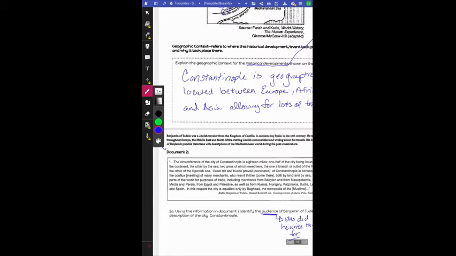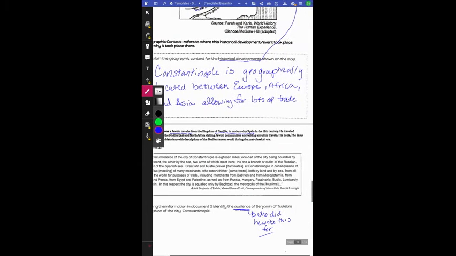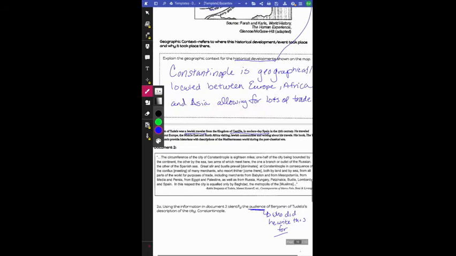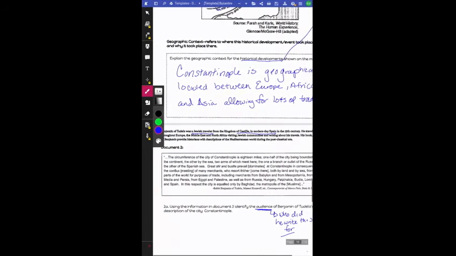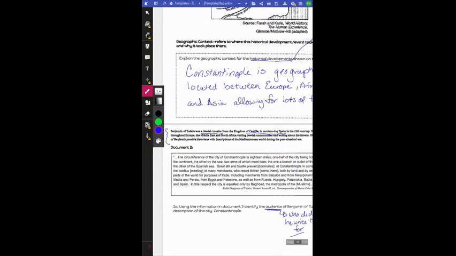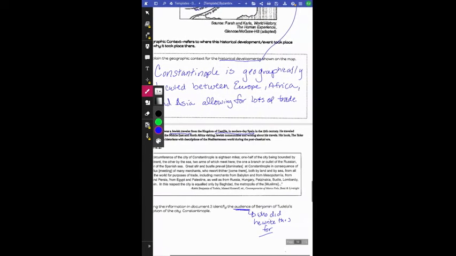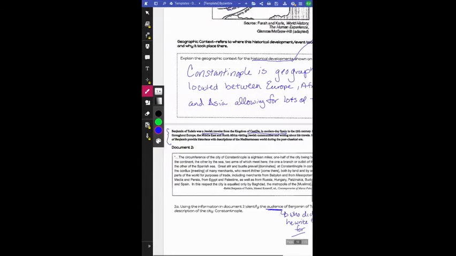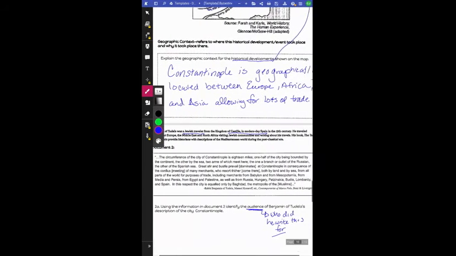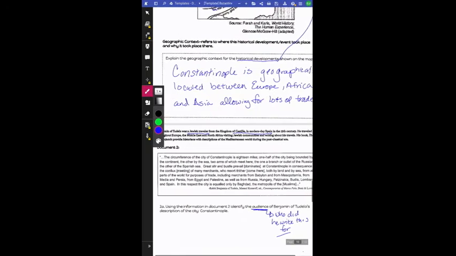So if I read this, it says that Benjamin of Tudela was a Jewish traveler from the kingdom of Castile in modern-day Spain. He traveled throughout Europe, the Middle East, and North Africa, visiting Jewish communities and writing about his travels. His book, The Tales of Benjamin, provides historians with descriptions of the Mediterranean world during the post-classical era. So document 2. The circumference of the city of Constantinople is 18 miles, one half of the city being bound by the continent, the other by the sea, two arms of which meet here.